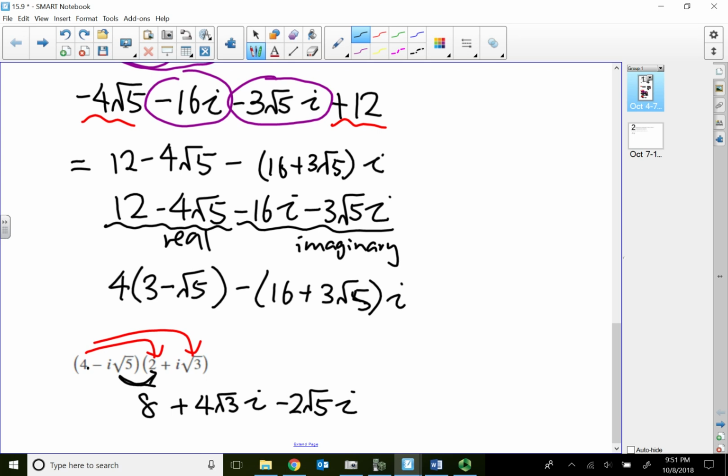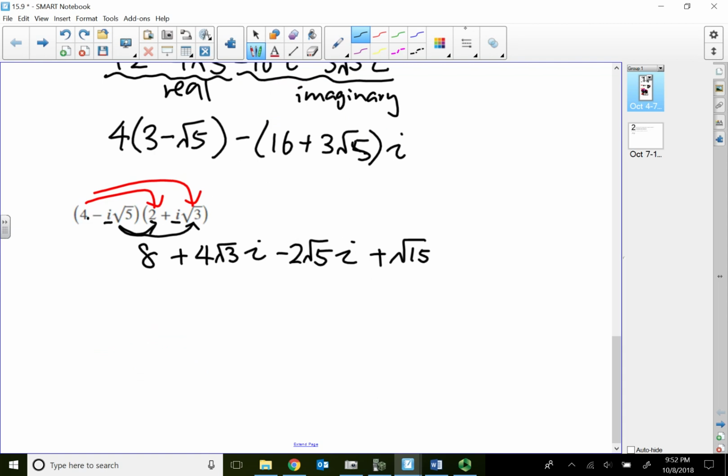Last: negative i square root of 3 times positive i square root of 3. Well, square root of 5 times square root of 3 is going to be square root of 15. Negative times a positive is supposed to be negative, but the i times i will give me a negative 1. So with a negative sign in front of it, negative times negative will make the square root of 15 positive. So no like terms here at all, because the radicands are different.